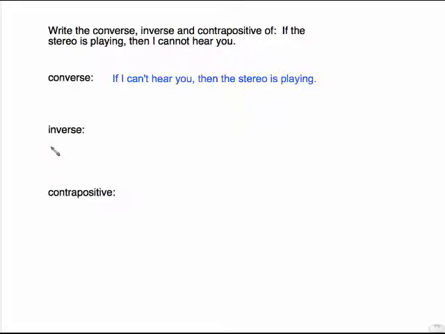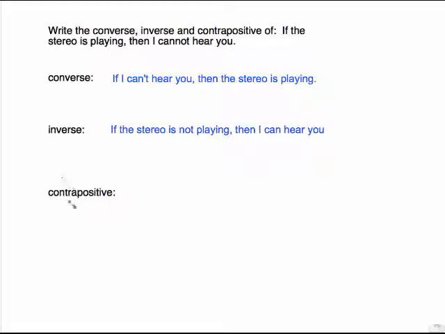The inverse is where we negate. So going back to the original statement, I'm just going to put if the stereo is not playing, then it was originally I cannot hear you, then I can hear you. If the stereo is not playing, then I can hear you.